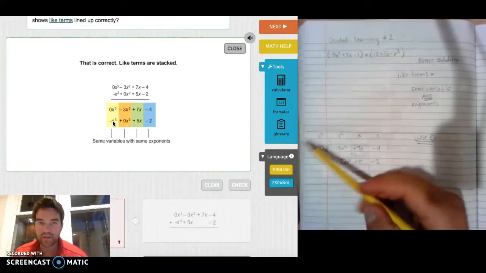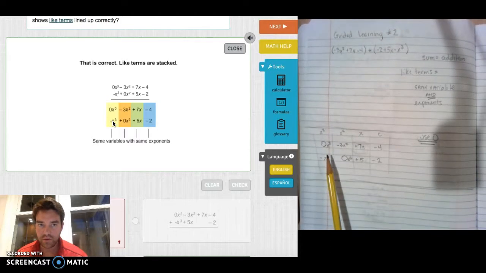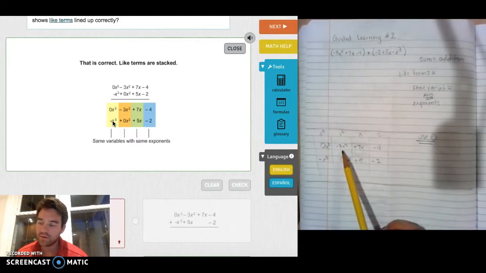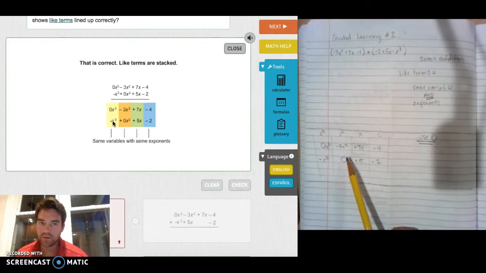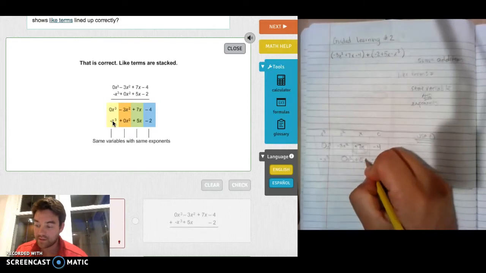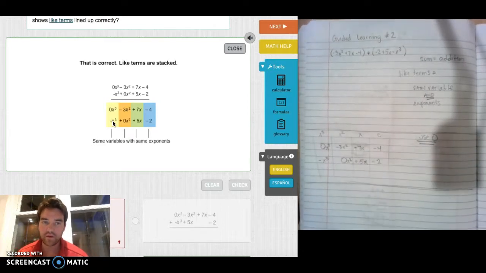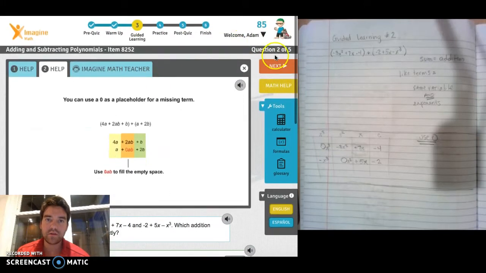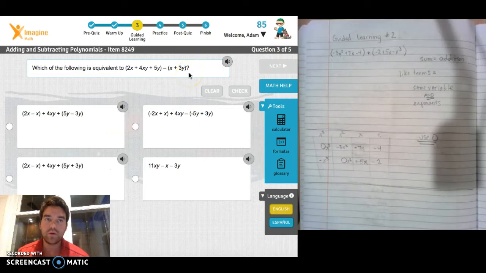So just like I did, you got 0x cubed, negative x cubed. Negative 3x squared, 0x squared, 7x, 5x, sorry, negative 4, negative 2. So this is all question 2 of 5. I would go next. So for this one, I'm going to actually end this, and we're going to go through the next one together because it's going to show you how to use live help.